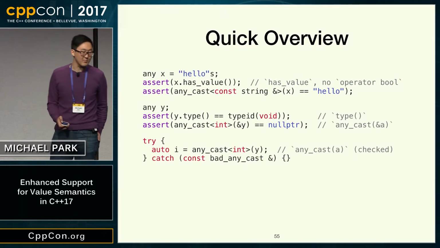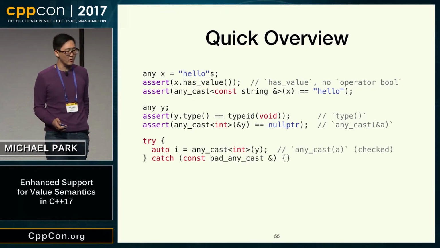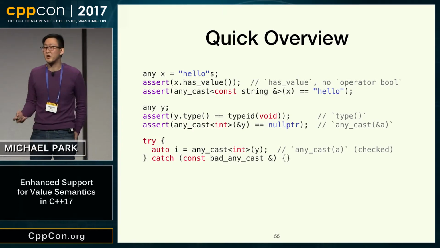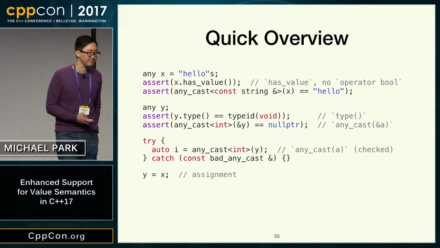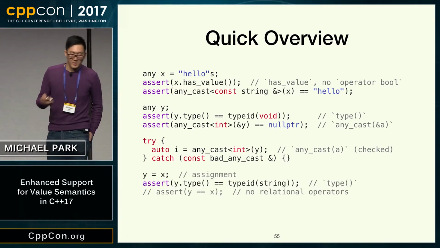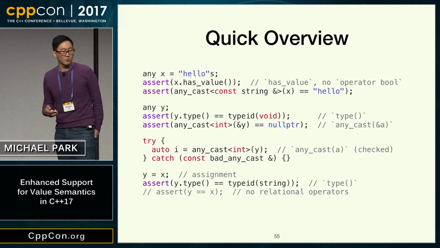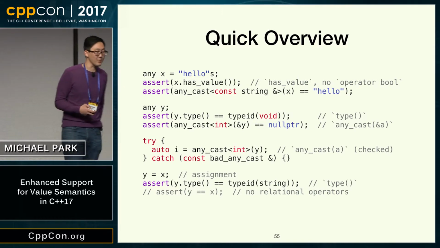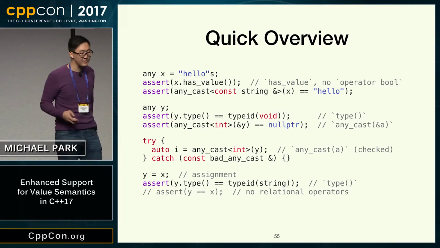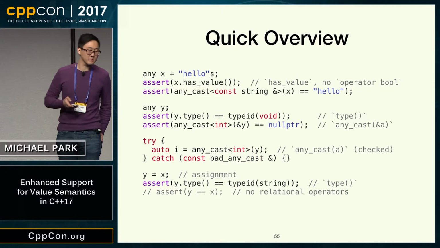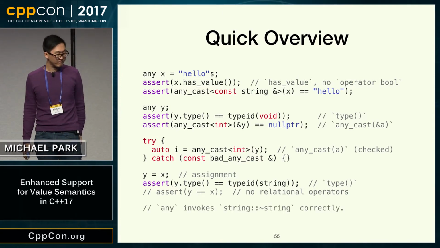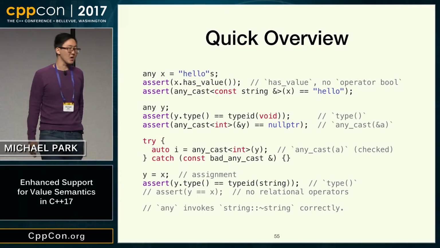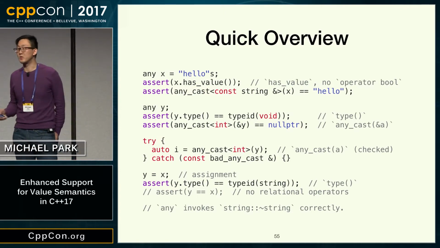Any_cast is checked, as I mentioned. So in the y case, I'm not holding anything, and trying to get an int out, can't do that. We'll throw a bad_any_cast exception. Again, this illustrates value semantics, where the string actually gets copied over deeply. Any doesn't provide any relational operators. And as always, automatic lifetime destroys the string correctly.